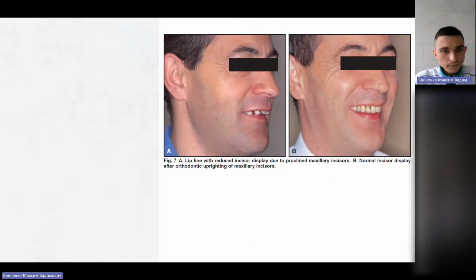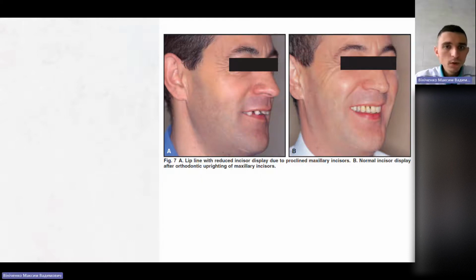So here we could see a lip line with reduced incisor display due to proclined maxillary incisors. We could see that the nasolabial angle is wider than it should be. So using orthodontic treatment, we make retroclination of the central incisors and the profile of the patient becomes much better.